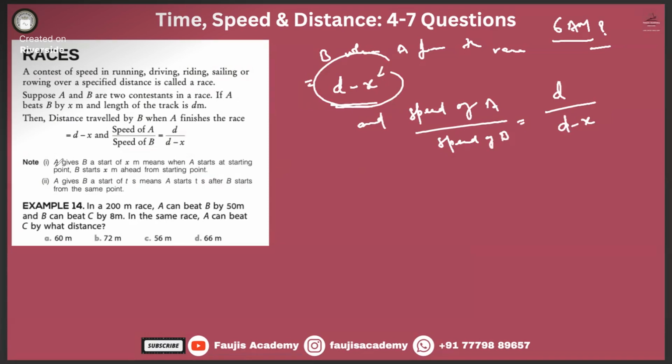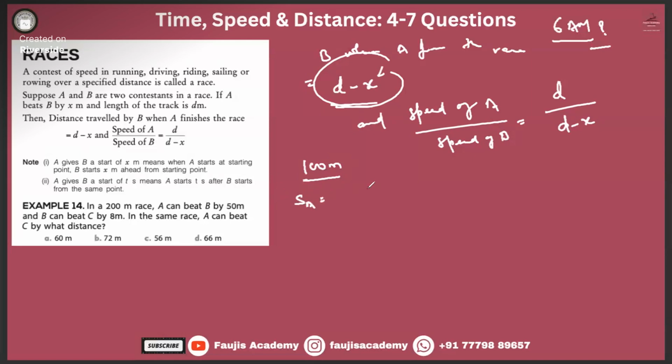Note 1 over here they have given. A gives B a start of X meters, means A starts at the starting point and B starts X meters ahead of it. A gives B a start of T seconds, means A starts T seconds after B starts from the starting point. Let's just assume that it's a 100-meter race. Right, guys?